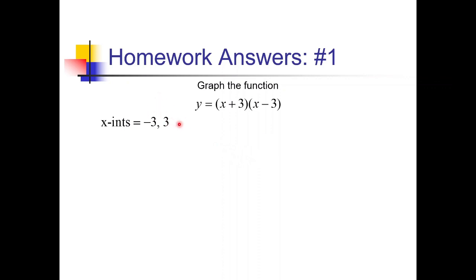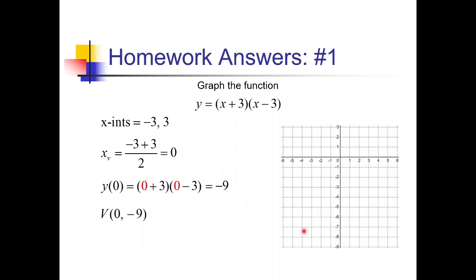Now to get the vertex, I just have to take the average of these x-intercepts. So that's going to be -3 plus 3 over 2. That's just 0 over 2, which is just 0. And that's the x value of the vertex. To get the y value, I just plug it back into the original function. So we've got 0 plus 3 and 0 minus 3. That's just 3 times -3, which comes out to -9, giving me a vertex of 0, -9.